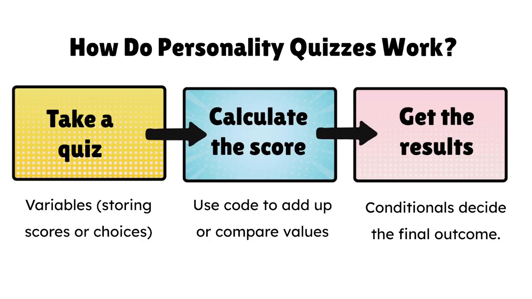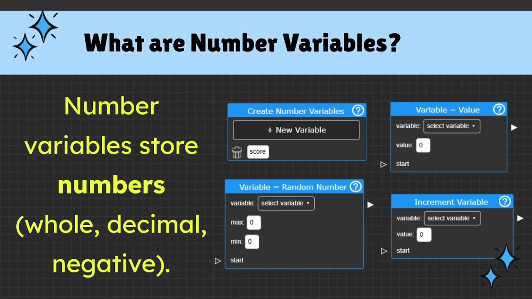So how does a personality quiz work? Let's break it down. First, you're going to take a quiz, okay? Within your quiz, you're going to have some variables, and this is for storing the choices and the scores, okay? In some way, you're going to use code to add up or compare these numbers. And then you're going to use conditionals to decide the final outcome. And you're like, okay, what does that mean? I'm still confused. And we're going to break that down even more.